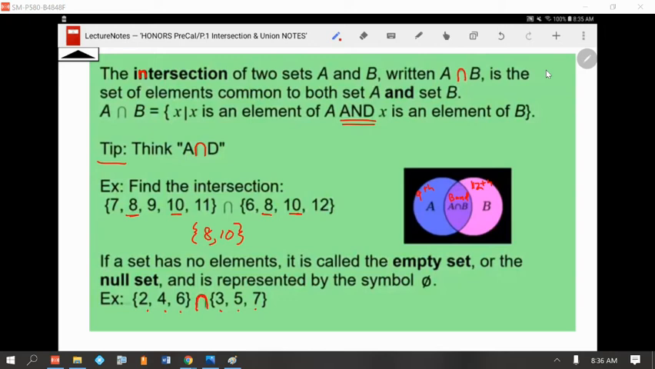So this symbol means intersection of 2, 4, 6 and 3, 5, 7. That is the null set.